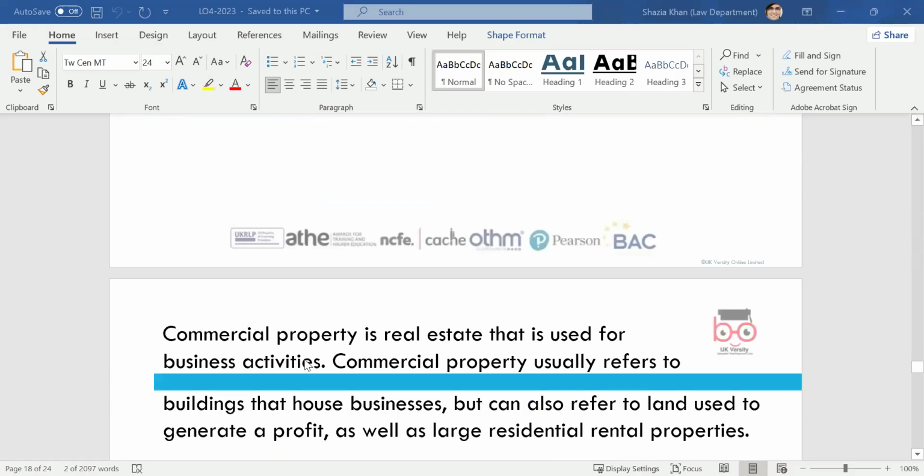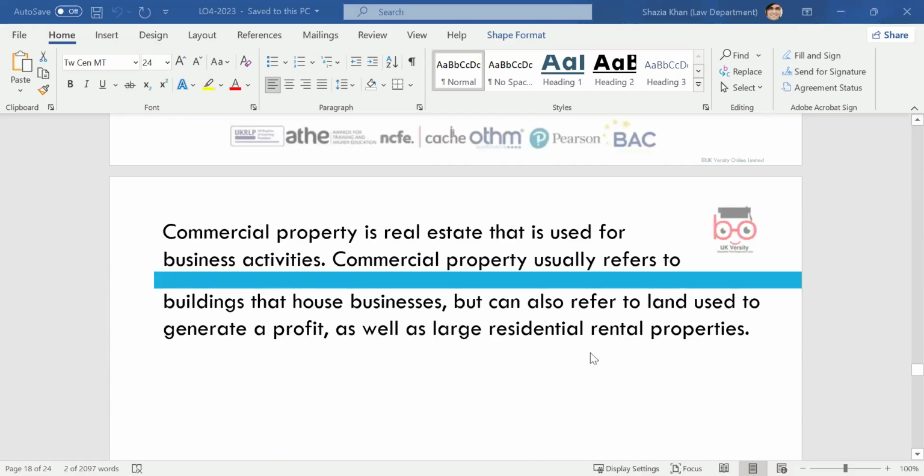So we have commercial property. Commercial property refers to real estate used for business activities or to generate profits, such as offices. It could be retail stores, factories, or restaurants. This is different from residential property, which is used for housing. Income from commercial property is typically derived from rental income or capital gains.